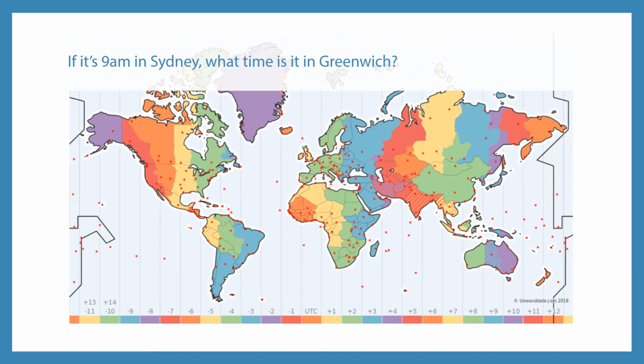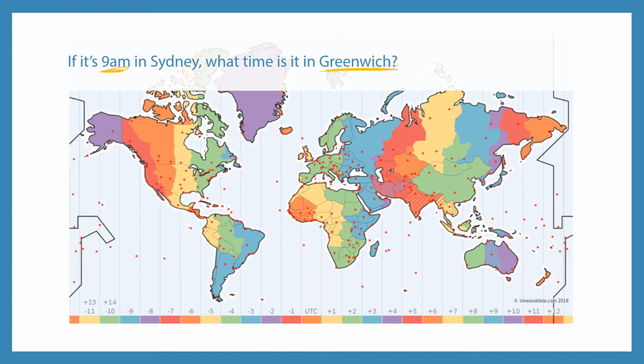Okay, so now we're getting some more specific questions, and they just have an extra step in them. So we've been given the time in Sydney, and we have to work out what time it would be in Greenwich. So as before, we need to work out how many hours we have to add or subtract, and then we just add or subtract those to our time.